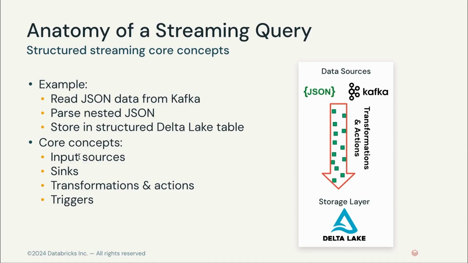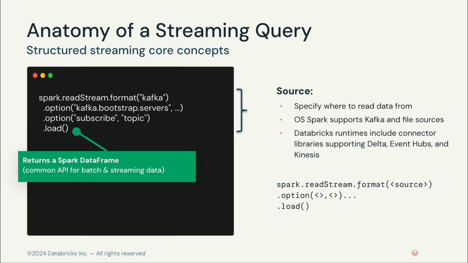So the idea is now, we have an input source, right? That's the source data. We have a sink, which is where the data is going to land, transformations and actions, and then we have triggers. And the triggers may be on a schedule, they may be when data arrives, depending on what kind of trigger you're implementing. And here's how we can specify this in code.